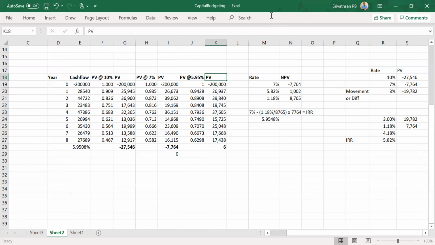So thank you all. I'll get back to you again sometime soon with more on capital budgeting. So these are the two key concepts. Once you understand how NPV and IRR work, the rest of the capital budgeting is pretty straightforward. So all the best. See you soon.